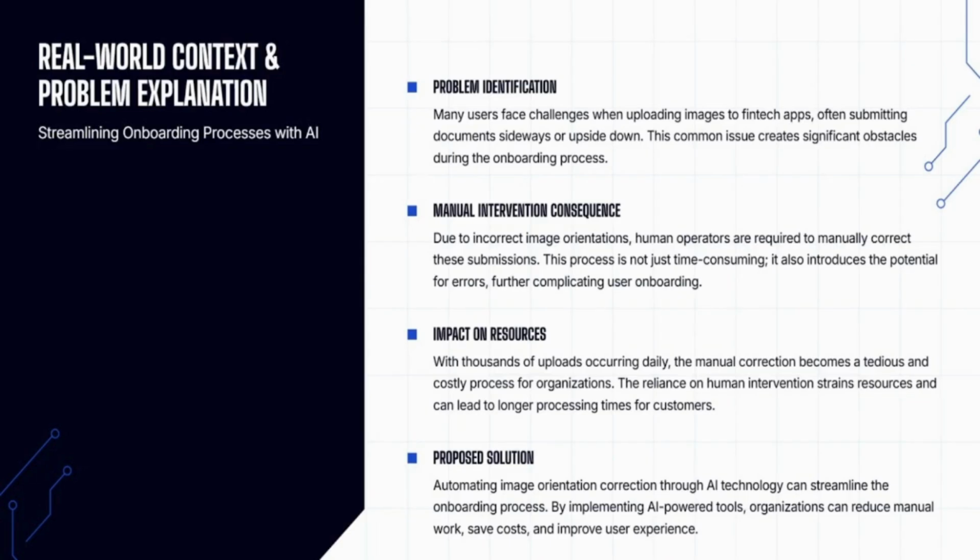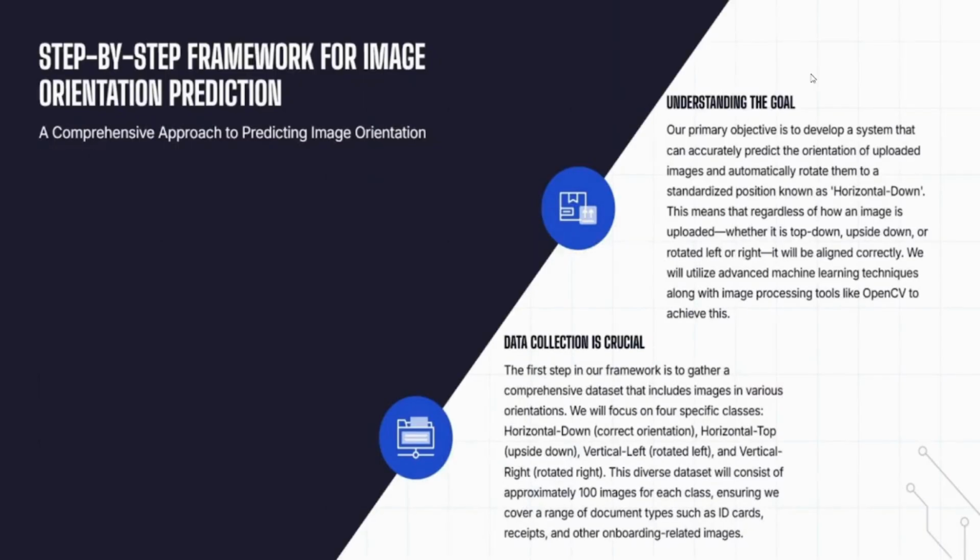A human operator has to correct the orientation before processing it, and when there are thousands of such uploads daily, this manual task becomes tedious and expensive. Wouldn't it be awesome if we could automate this particular process? Yes, we can automate it with the help of an AI powered orientation correction framework. So now we'll see the step-by-step framework that we're going to use for solving this use case. Our goal is simple: predict the correct orientation of an uploaded image and rotate it automatically to a standard position. Let's call it horizontal down.